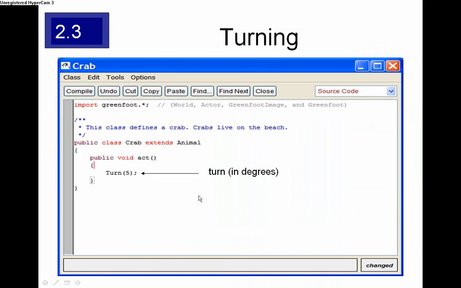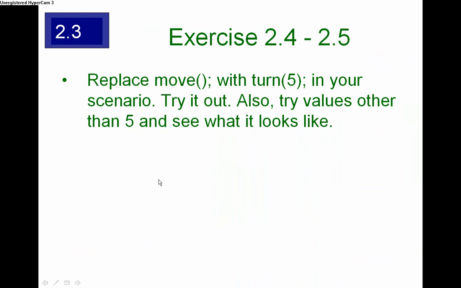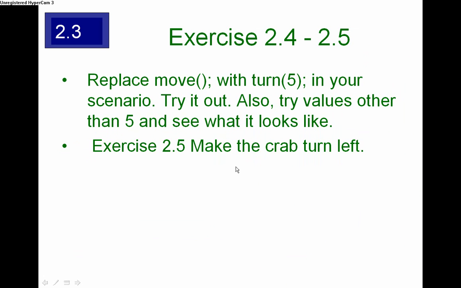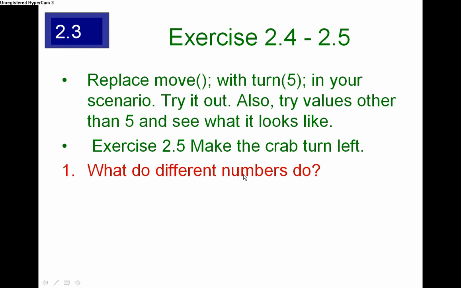Alright, let's teach it how to turn. Okay, so we're going to try this code right here. Type this code in, turn 5, and see what happens there. Try that code out. Okay, so exercise 2004. Replace move with turn 5 in your scenario. Try it out. Also try values other than 5 and see what it looks like. So try different values. And see if you can make the crab turn left. Try those things out. And then answer these questions on paper.